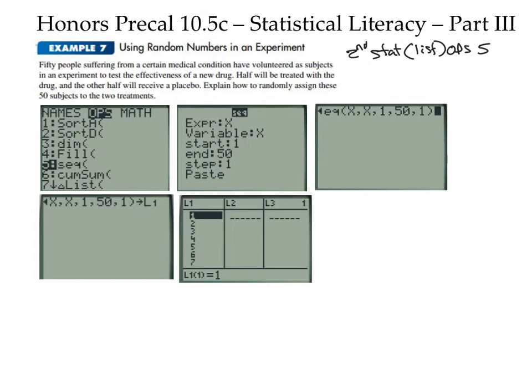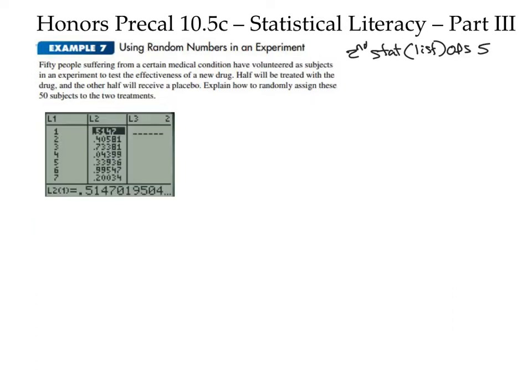Now I'm going to generate 50 random decimals between 0 and 1 and put them into list 2. Here's how I do that. You'll find the rand command as math probability 1. So at this time, I will have the numbers 1 through 50 in order in list 1, and in list 2, I'll have just random decimals in between 0 and 1. It'll look something like this.